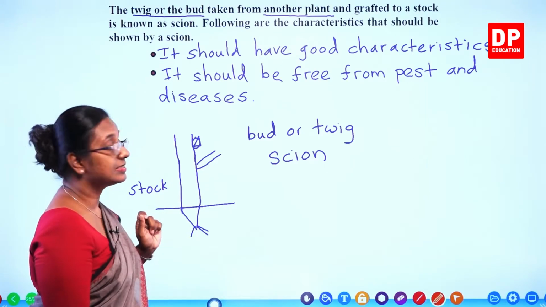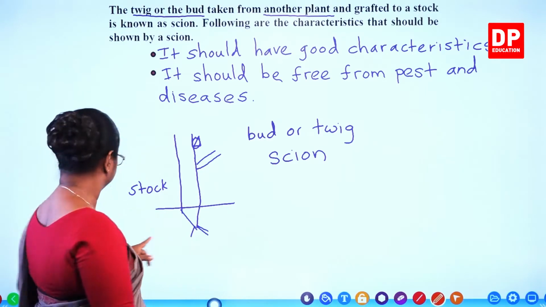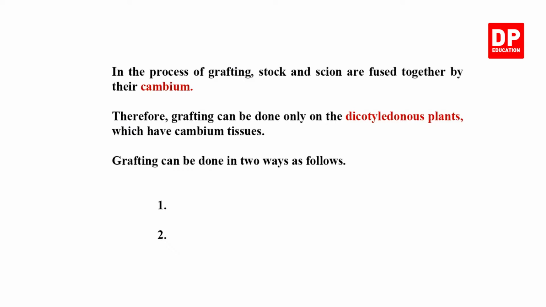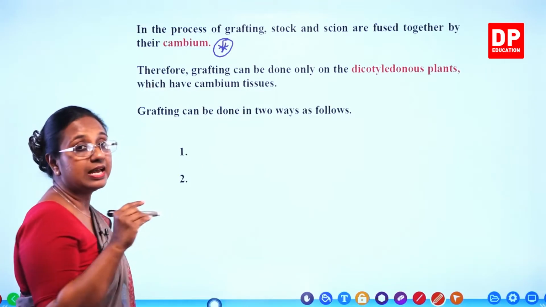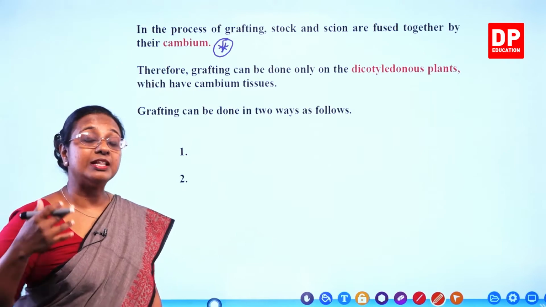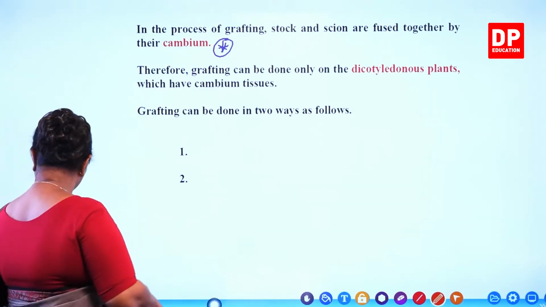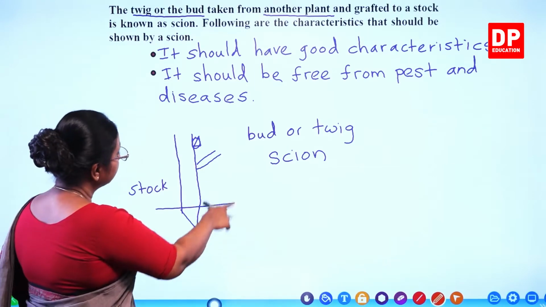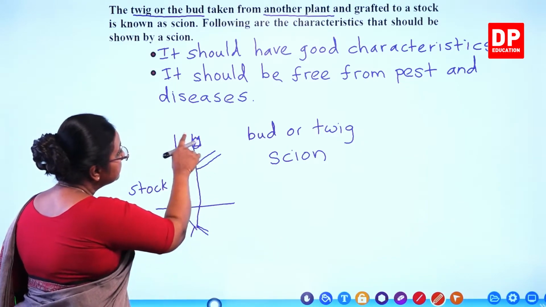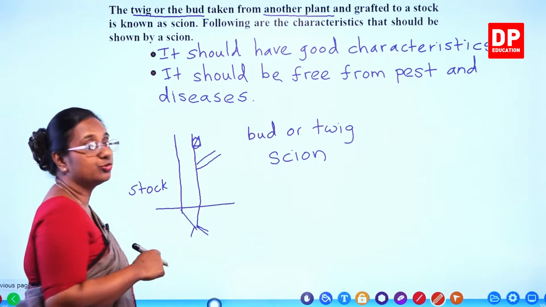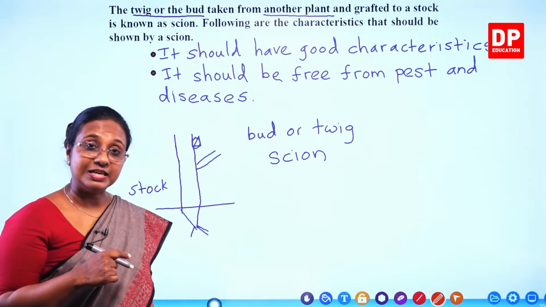Now let us discuss those two methods. In the process of grafting, stalk and scion are fused together by their cambium. This is very important, students. The stalk and scion have to be fused together by the cambium. Now, if I go back to the previous one, this is how I showed you all. This is where a bud is usually attached or a twig is attached.